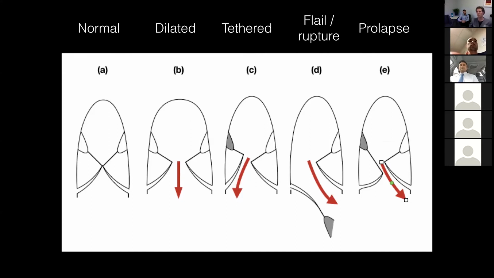Beautiful, okay? So just try and get those different MR patterns in your head. And particularly with ischemia, I guess it's sort of C to E to try and think of in terms of tethering, flail, and prolapse.